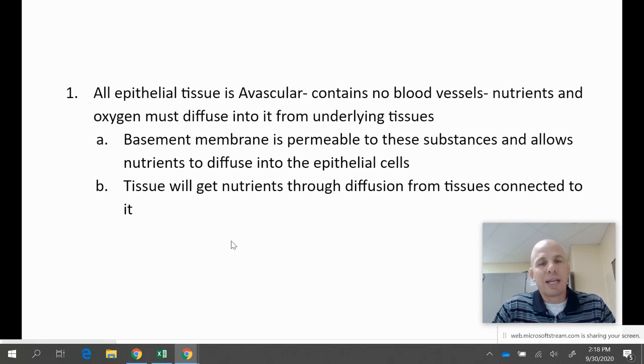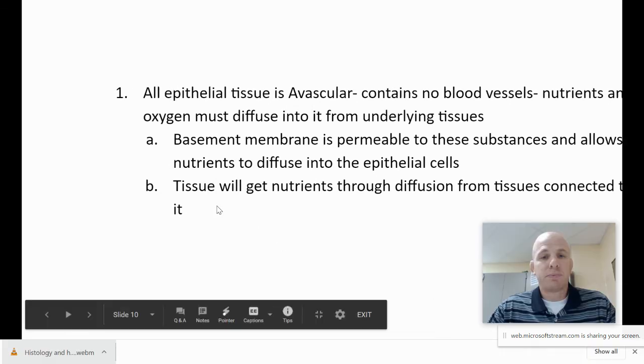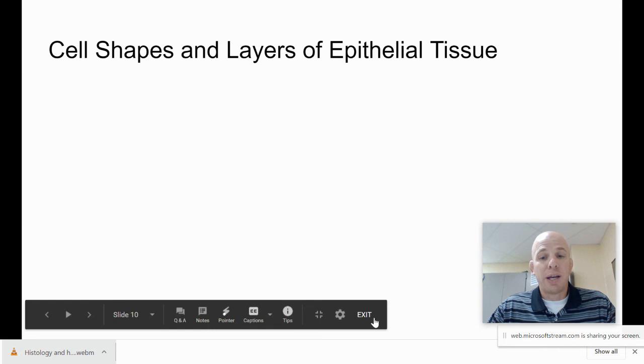So like I said, they're usually connected to a connective tissue, so that those connective tissues have a blood supply, and then those nutrients are able to just diffuse through there and get nutrients to the epithelial tissue. And I will stop this video there.